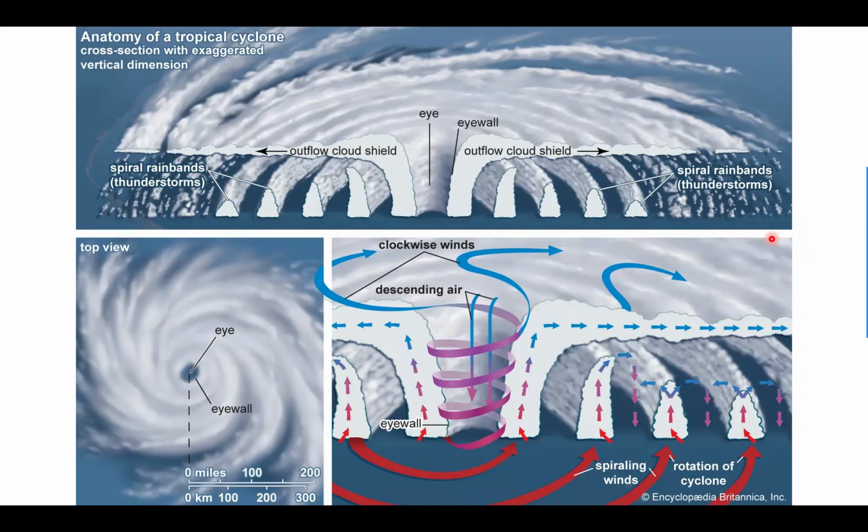So how is a tropical cyclone formed? This is what they show as visuals on TV or in newspapers. This is how a tropical cyclone looks. It has a huge eye, an eyeball, and spiral bands of clouds that we get to see in the satellite imagery.